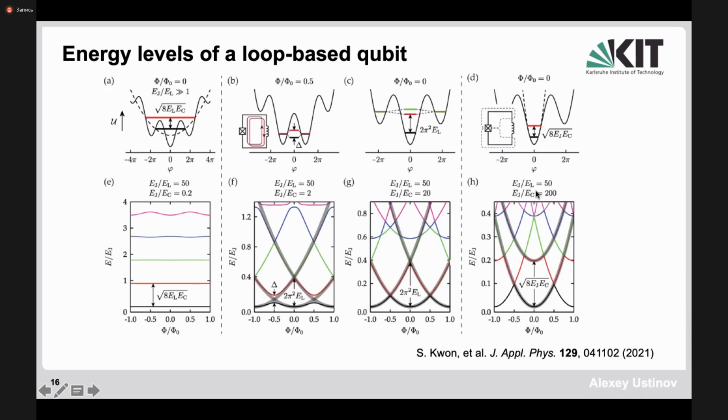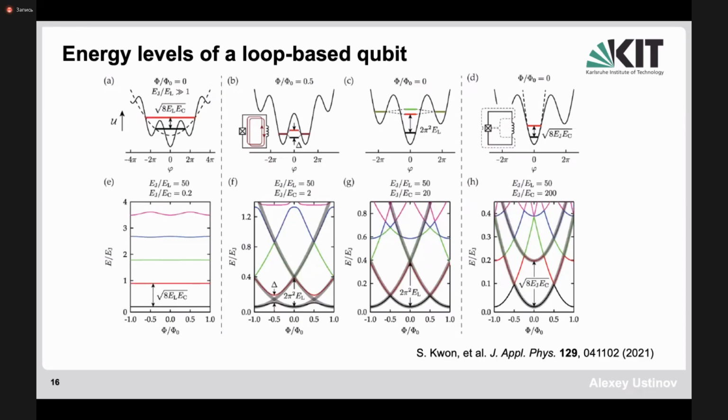But if you go to very large inductances and large ratio of EJ over EC, then the tunneling matrix element becomes smaller and smaller, and therefore you have not really a convenient frequency level separation between the levels of consideration.